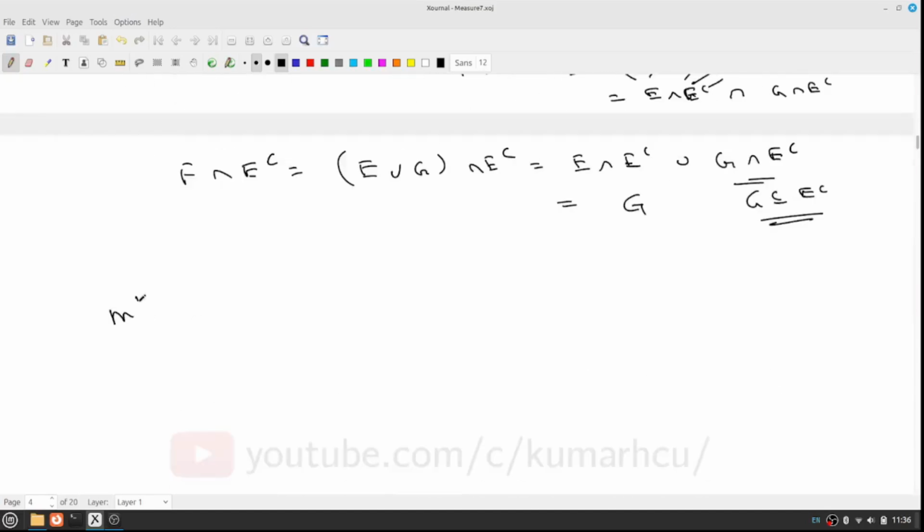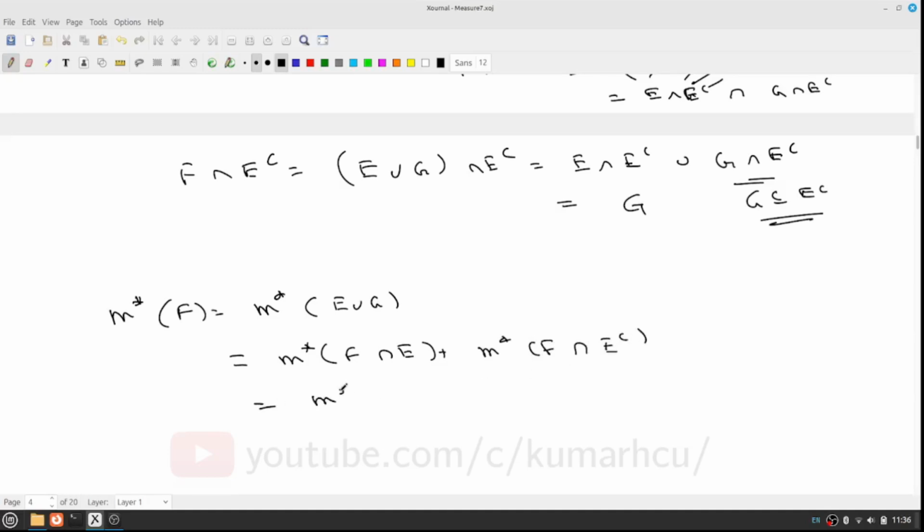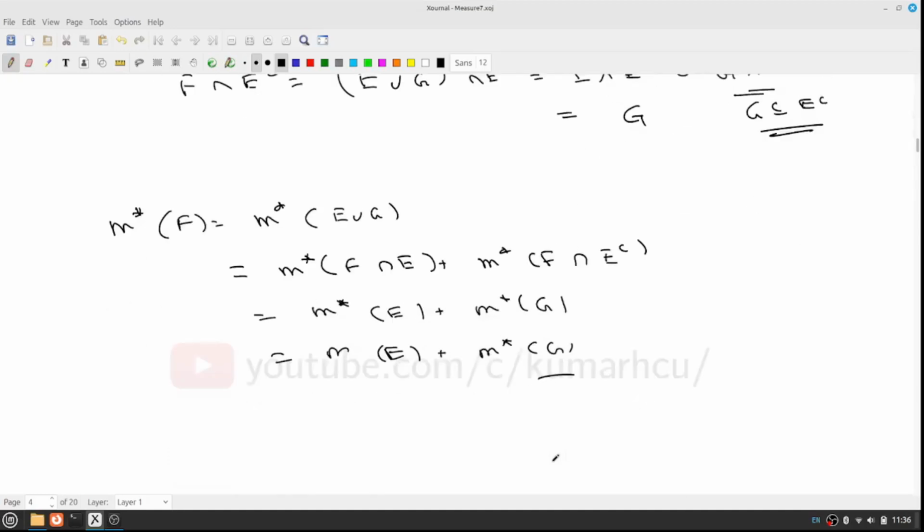Therefore, m star of F, which is m star of E union G, by definition, since E is measurable, is the same as m star of F intersection E plus m star of F intersection E complement. But just now we saw F intersection E is E and F intersection E complement is G. So this is m of E plus m star of G. So we proved the result. Pause, review, proceed.